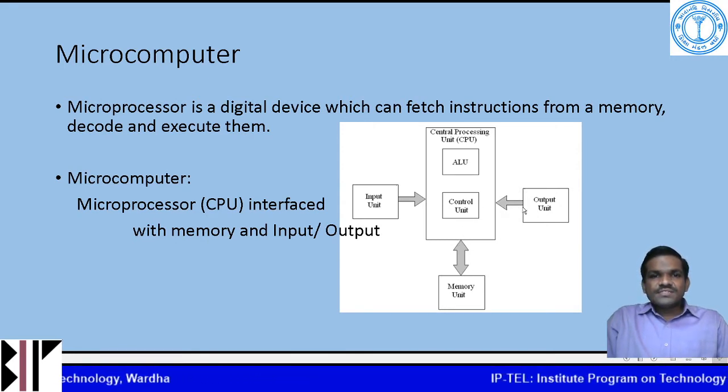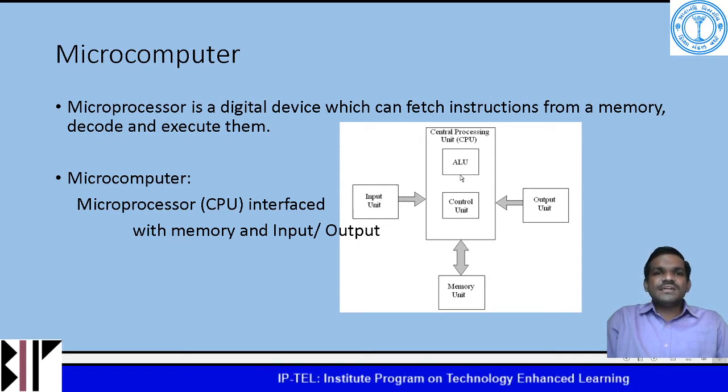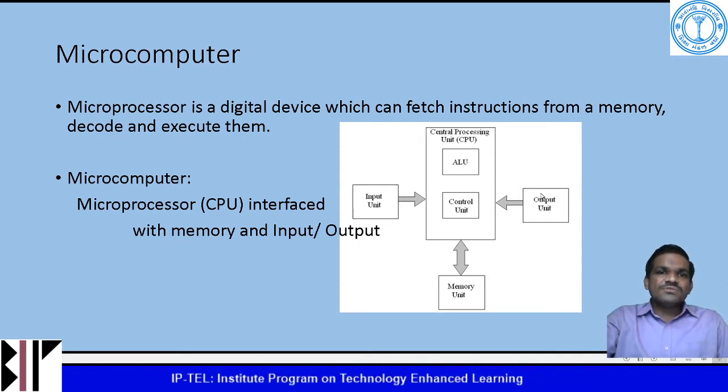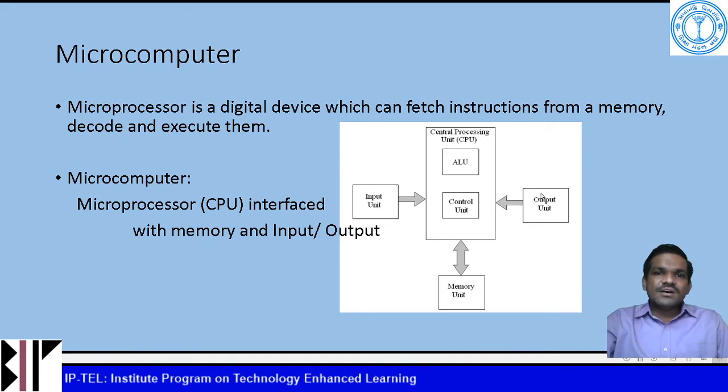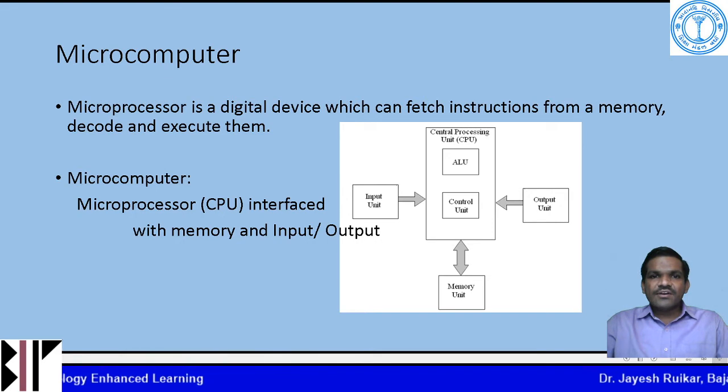The next one is the output unit. After processing the data in arithmetic and logical operations, the results are displayed through the output unit. For example, a CRT, an LED display, or a printer are forms of output units.